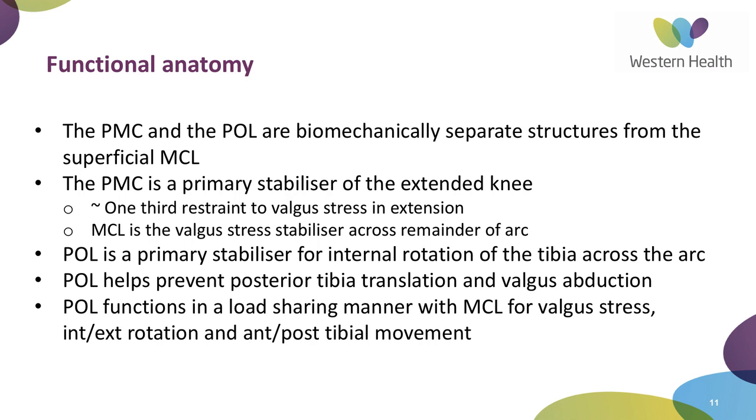The posterior oblique ligament is a primary stabilizer for internal rotation at the knee in all angles across the arc, but most of the load occurs in full extension. And also in full extension, the posterior oblique ligament helps to prevent posterior tibial translation and valgus abduction, even when you've got an intact PCL. And it also functions in a load-sharing manner with the MCL for valgus stress across all movements.